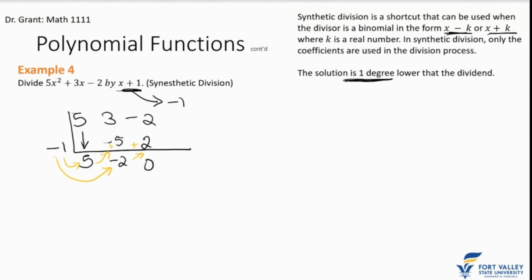So when we talk about writing your solution, we go 1 degree less. Well, we started with 2. These are my coefficients for my answer. So my answer is going to be 5 times x minus 2. And that's my answer.